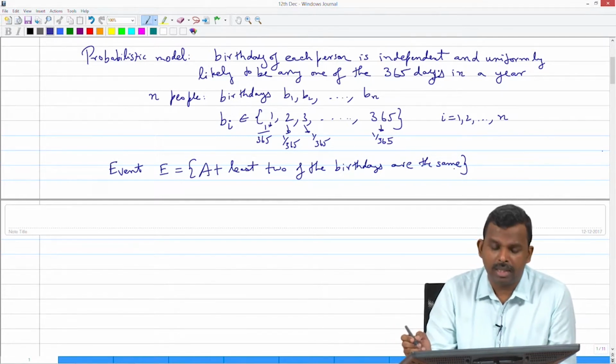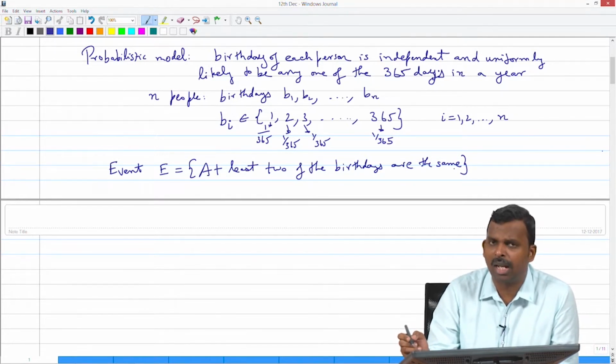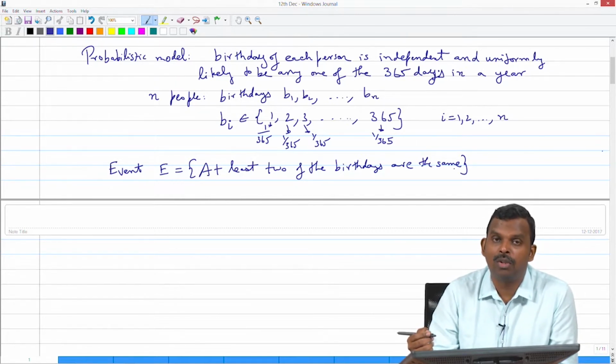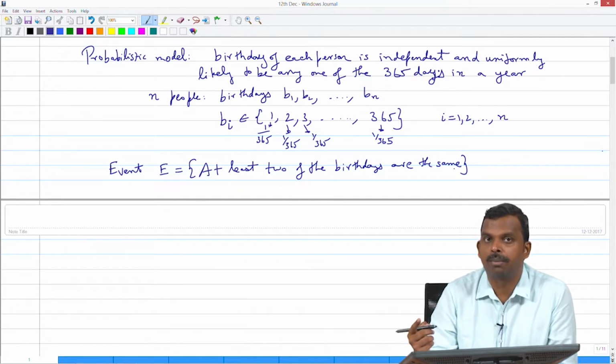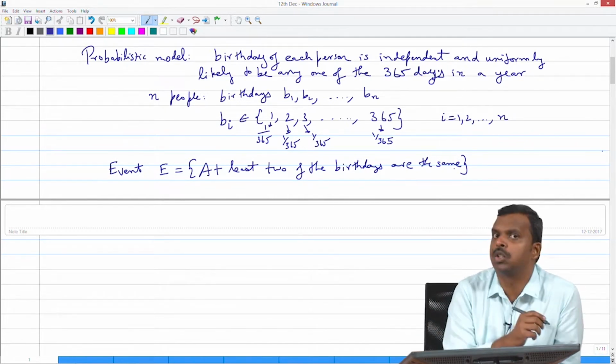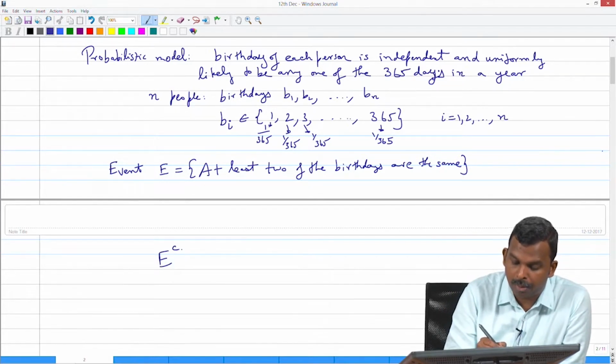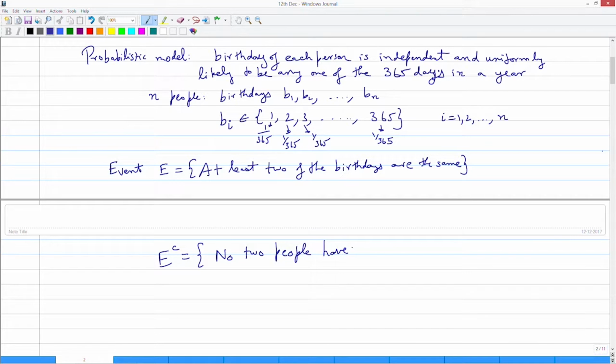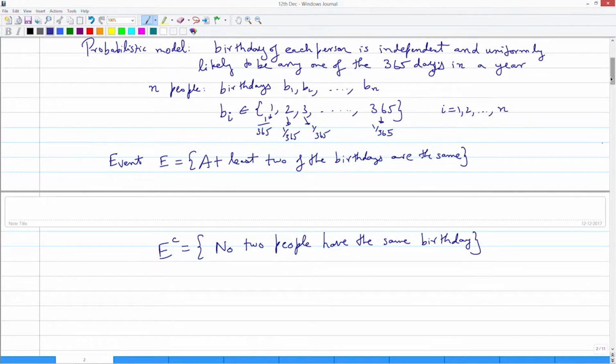Okay. So, it turns out this event, if you directly try to calculate the probability, it is not impossible, but it is going to be a lot more painful. So, quite often when you try to compute probabilities for a particular event, you should always think of the complement of the event, because in many cases the complement of the event might be easier to calculate. Okay. So, in this case also that is true. Let us look at E complement. What is E complement? No 2 people have the same birthday. So, this is what I am going to look at. So, no 2 people have the same birthday.